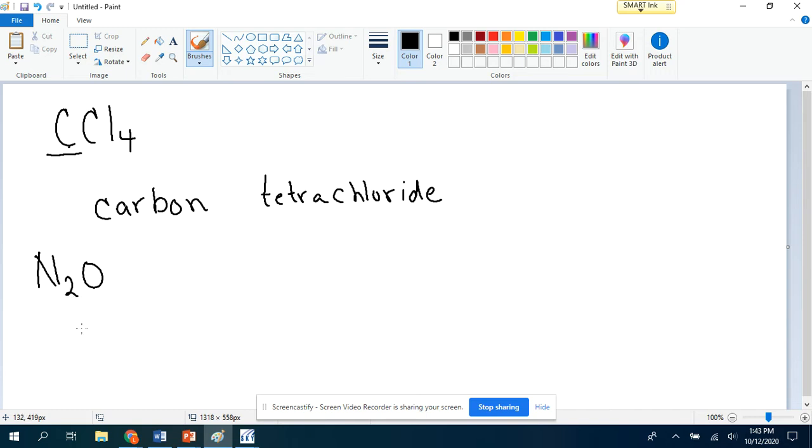So the prefix for 2 is di, so I'm going to write di, that's for the 2, and N is nitrogen. Di-nitrogen. And then when I'm writing my second one, this is oxygen. We have to change it to ide. That's the rule, so it's going to be oxide. And there's a 1 here. Guys, we use mono on the second word, just not the first one. So I'm going to write mono, that stands for 1. And then I'm going to continue to write oxygen, but I have to change the ending of oxygen to IDE. So it's monoxide. Monoxide.